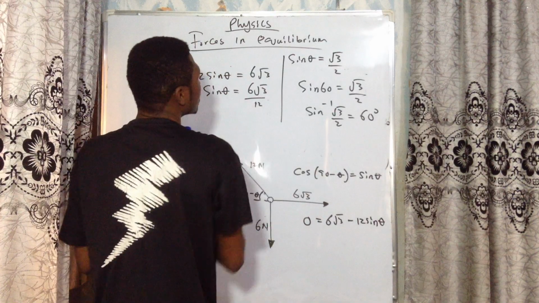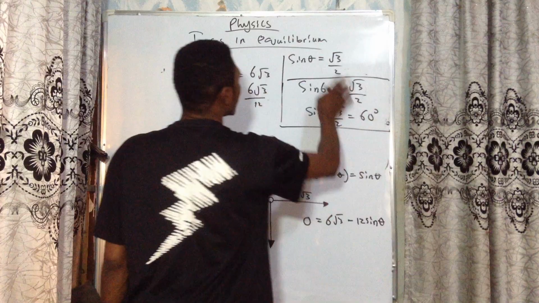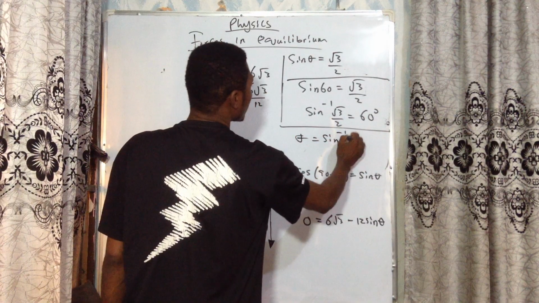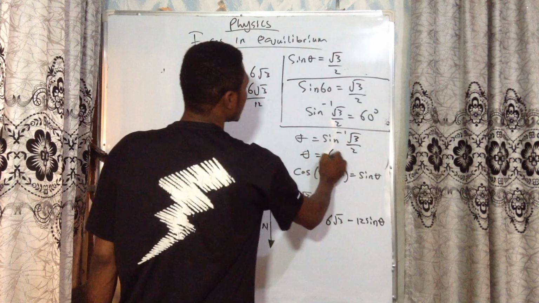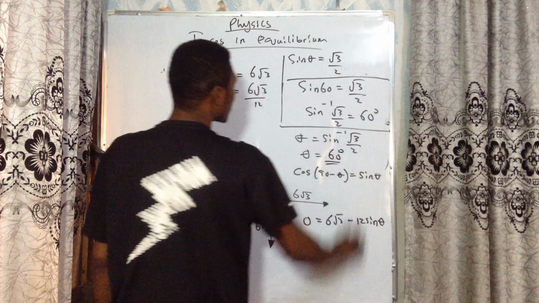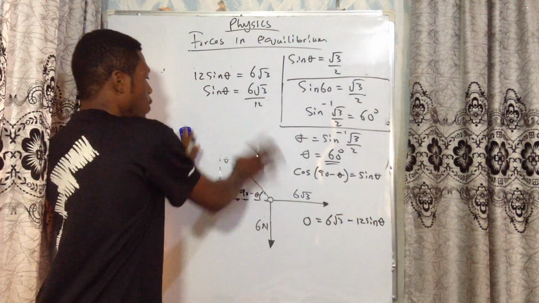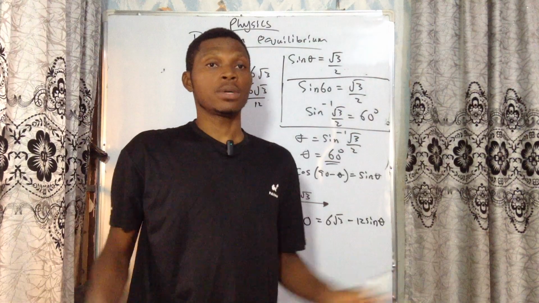So we say that theta is equal to the sine inverse of root 3 over 2. Therefore, theta is equal to 60 degrees. So this is the angle. At this angle, the whole system of forces is at equilibrium. I hope you understand it.